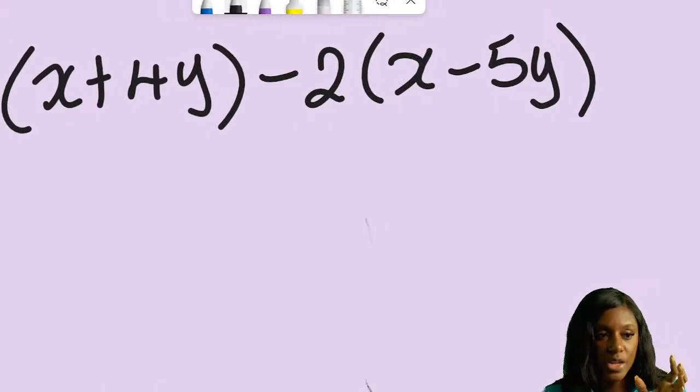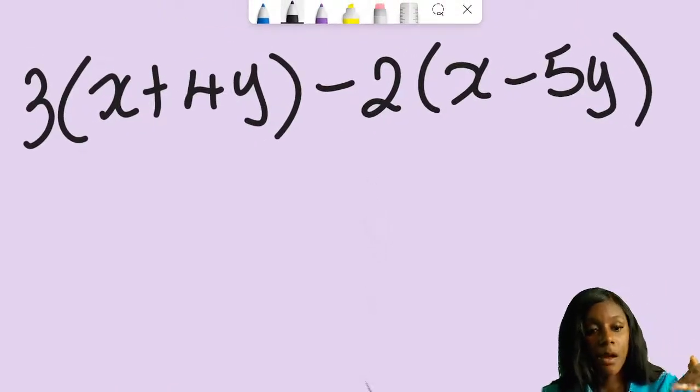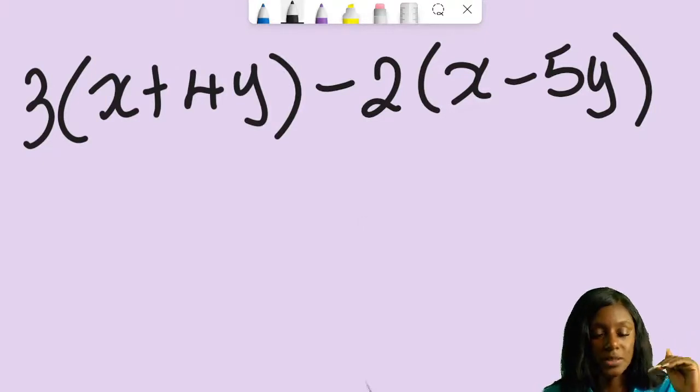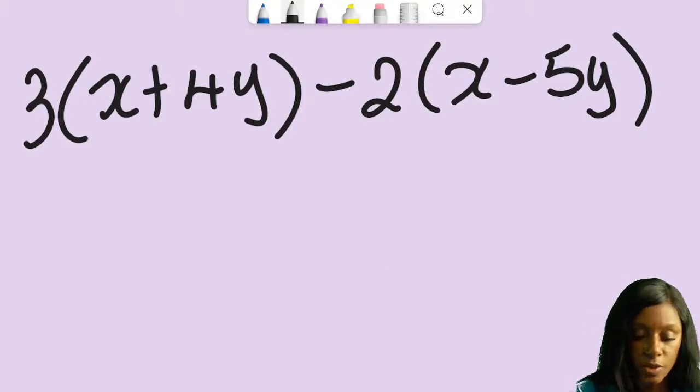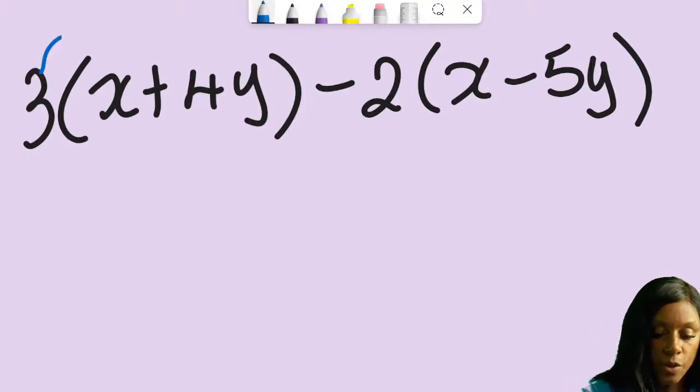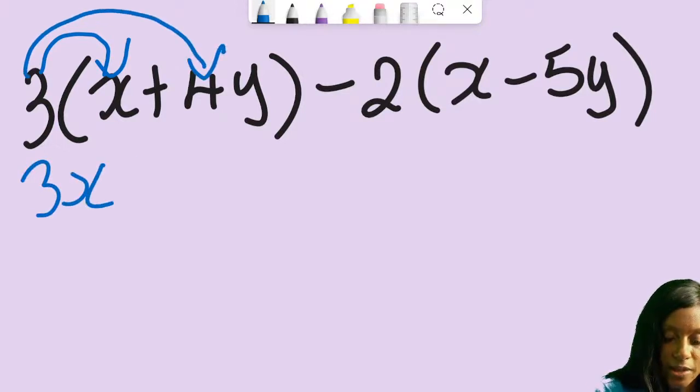So again, you really have to take note of your signs, as in your subtraction sign. A subtraction sign next to a number means that the number is negative. A number is either negative or positive. Okay, so again, we use the distributive law. We say 3 times x, that gives us 3x. 3 times 4y, that gives us positive 12y.